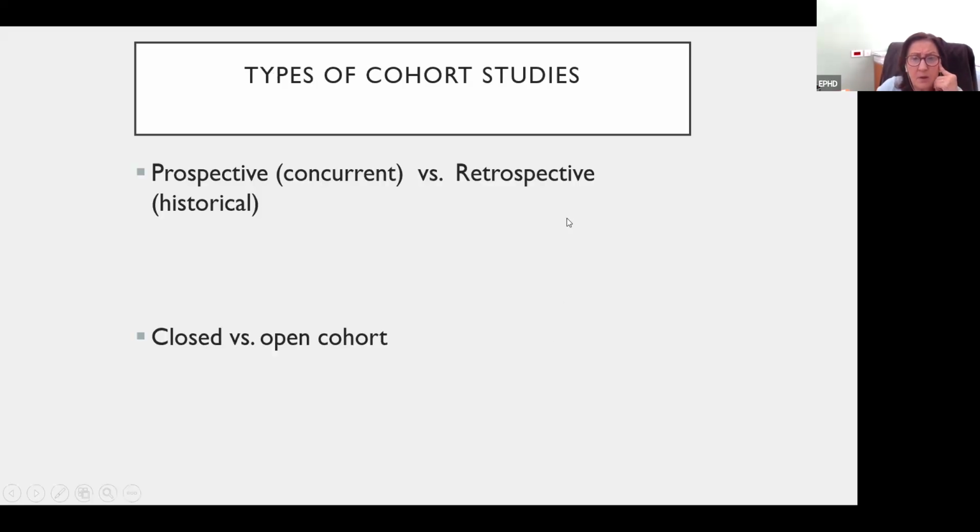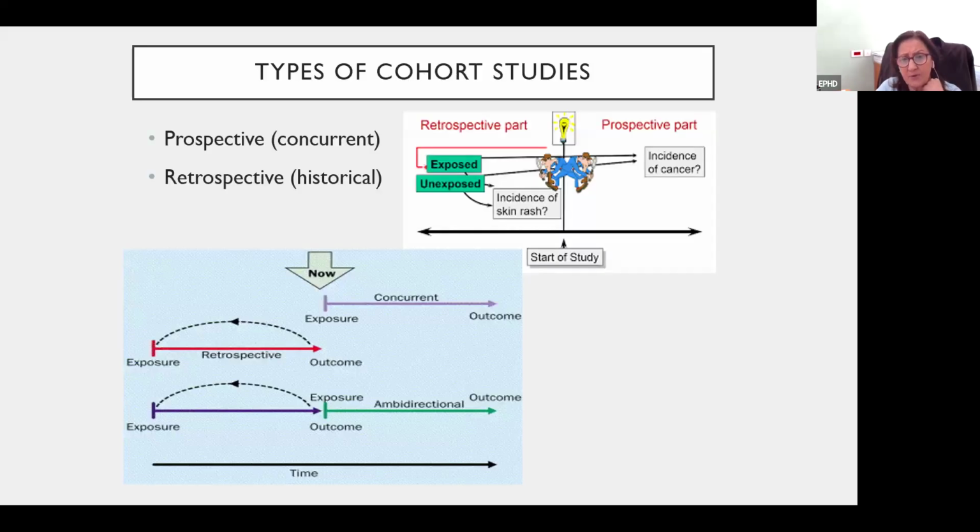Most importantly are the types of cohort study, which is prospective versus retrospective. I know that you have been exposed to this, and that's why I'm not going fast. Or closed versus open cohort, and you can always stop me, interrupt me if you want. Prospective versus retrospective, I think there's always a confusion with respect to retrospective. I think prospective is clearer. It's concurrent or longitudinal.